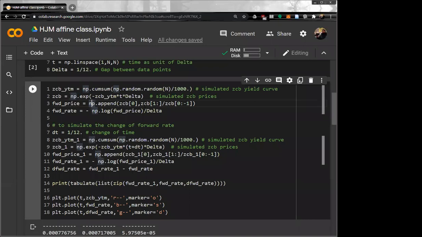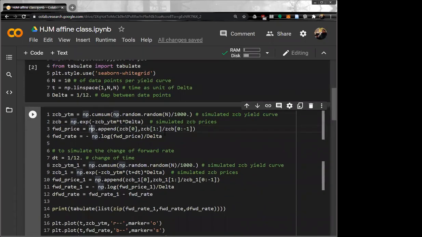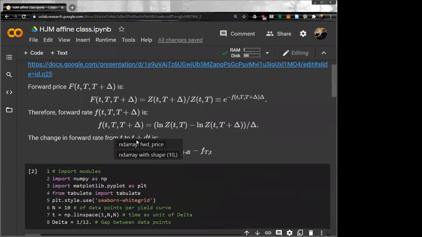I use very small text. The very first price is the same as the zero coupon bond price, and from the next one it is 1, 2, and then 0, 2 minus. So basically I shifted one per data point. Okay, the first one is the same. And the forward rate is, of course, now that we have this forward price.